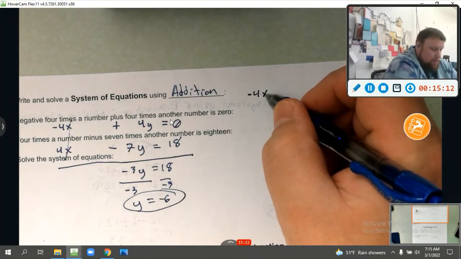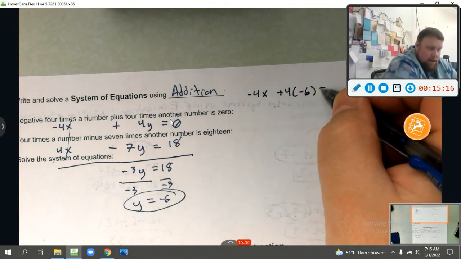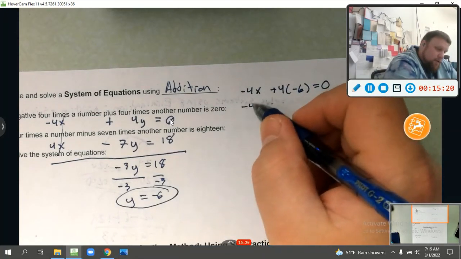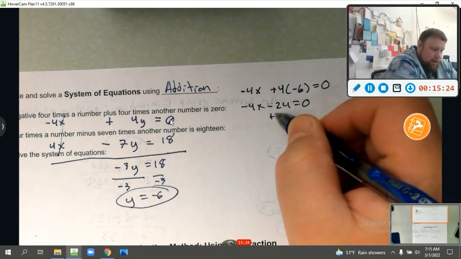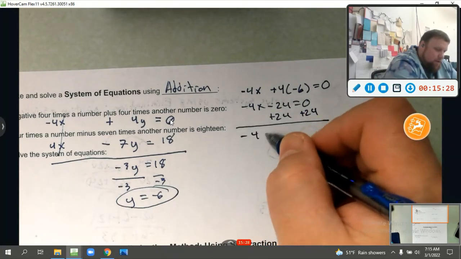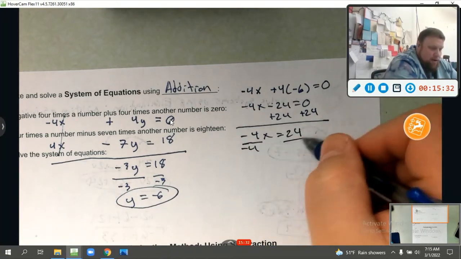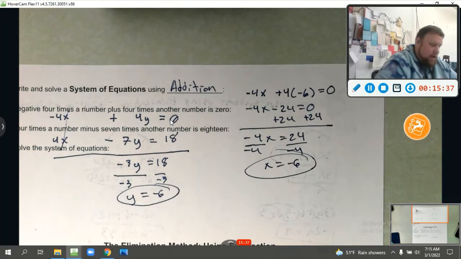-4x plus 4 times, instead of y, -6 equals 0. Which is -4x minus 24 equals 0. Let's add that 24 to both sides. -4x equals 24. Divide both sides by -4. And x equals -6. Look at that.